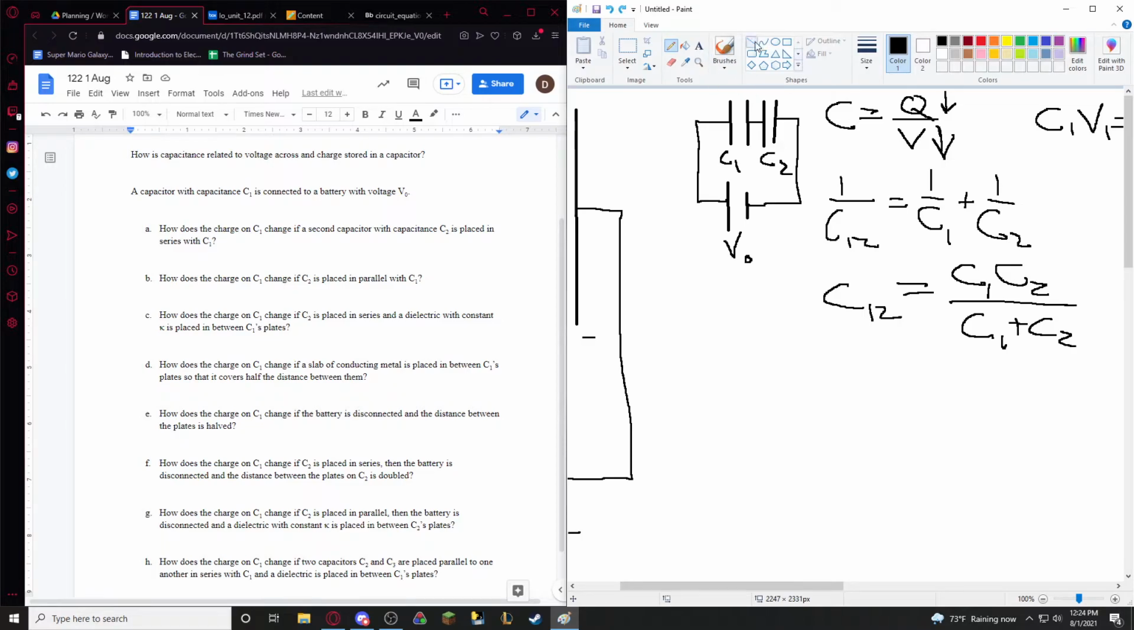Okay. So how would the charge on C1 change if C2 was, instead of being placed in series, placed in parallel? So we're going to have, oh god, that's bad. Alright, so we're going to have C1 and then C2 and the battery. Is the charge on C1 going to increase, decrease, or stay the same compared to before C2 was connected?